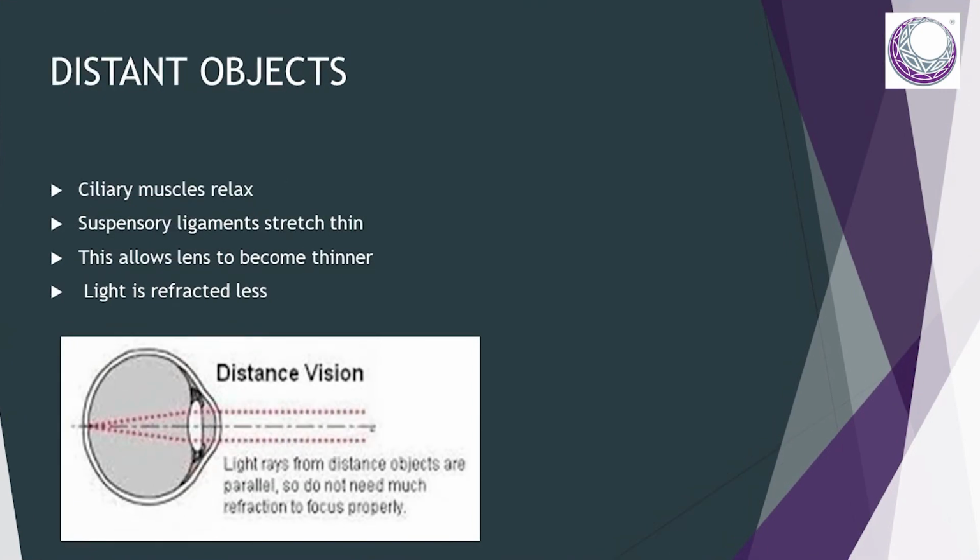Then when looking at a distant object, the opposite takes place. Ciliary muscles relax, and then the suspensory ligaments tighten. This is going to cause the lens to become thinner, and light is going to be refracted less, thereby focusing on a distant object. So the changes that take place inside the eye help us to focus on near or distant objects.